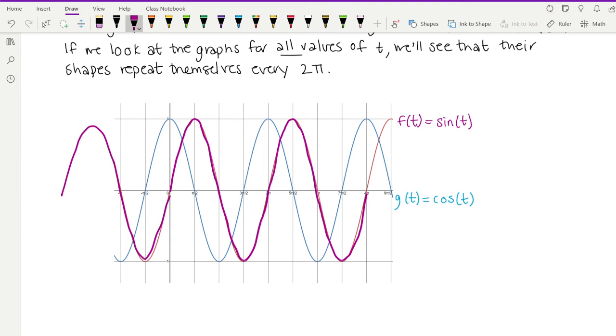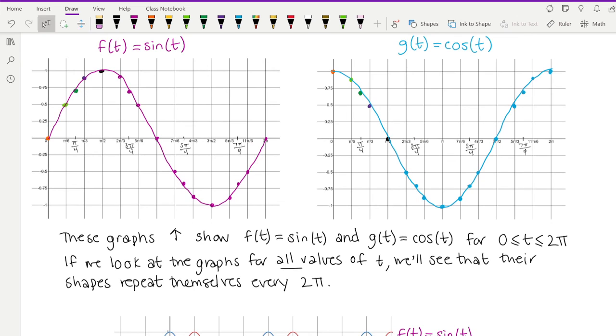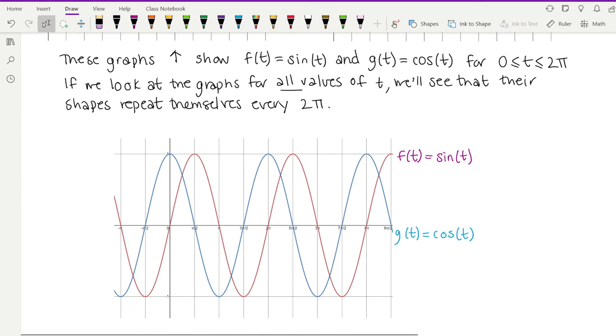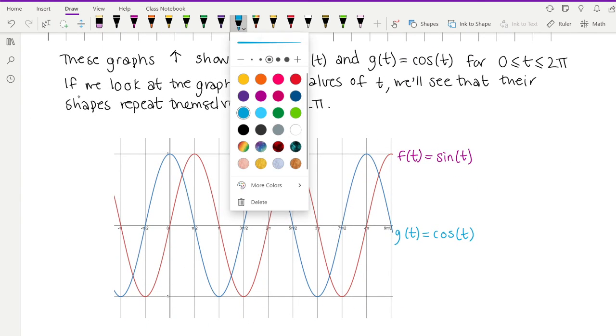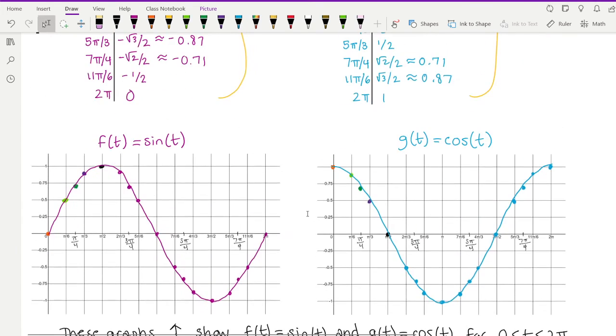So oftentimes, when we're sketching the graphs of sine and cosine, we focus on just sketching between 0 and 2 pi because that really captures the entire shape. You're just going to see that same shape repeat itself. And then similarly with cosine, we sketched this part of the graph, right, between 0 and 2 pi. And so that matches up with the shape that we saw up here, more or less.